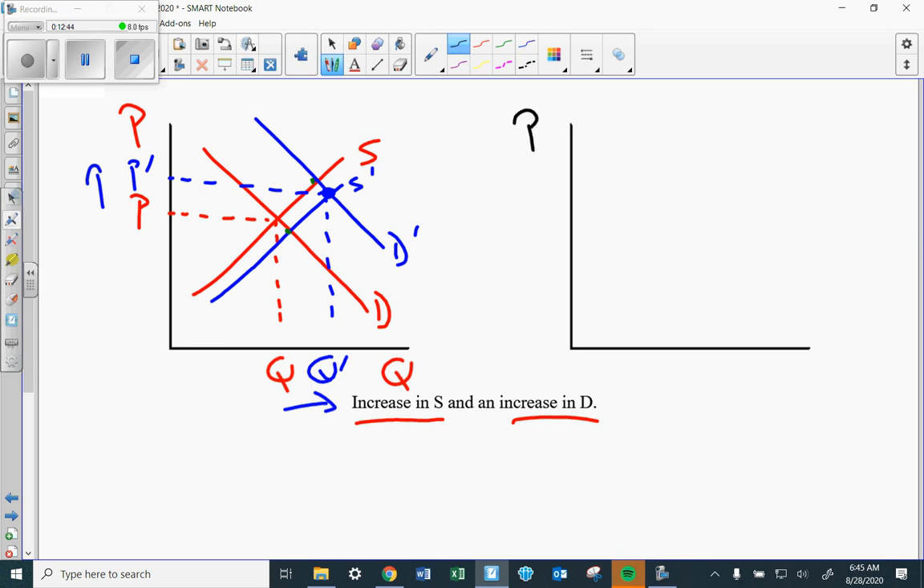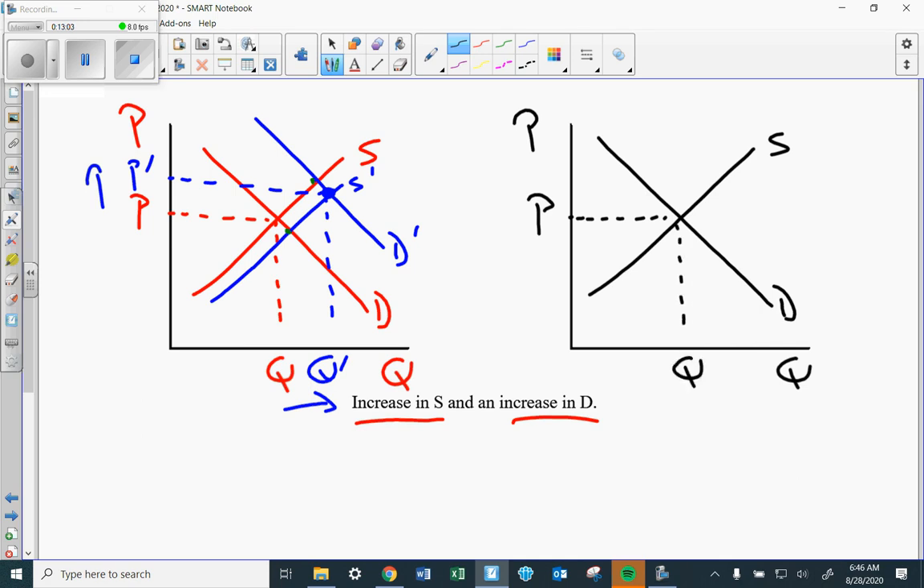So what I'm going to do is come over to the right and draw the same thing again. And again, you need to pause this video and draw them so you catch up. I'm going to shift both supply and demand again, an increase in supply and an increase in demand, but I'm going to do the opposite of what I did over here on the left.